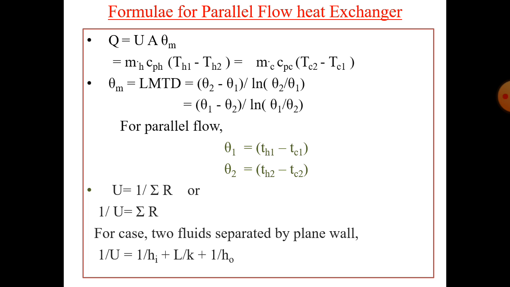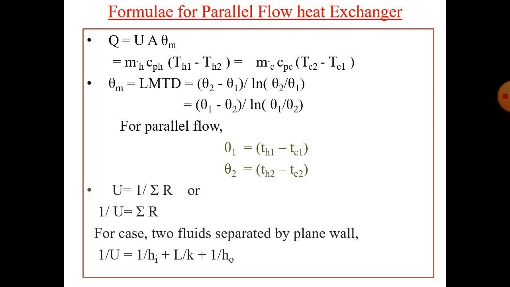For example, for the case of two fluids separated by a plane wall, 1 upon U is written as the summation of R. Here, as we know, in the case of heat exchangers there are two modes of heat transfer, conduction and convection. Suppose there is a plane wall, on one side of the wall there is a hot fluid, and on the other side of the wall there is a cold fluid.